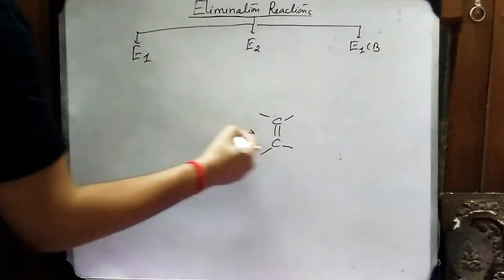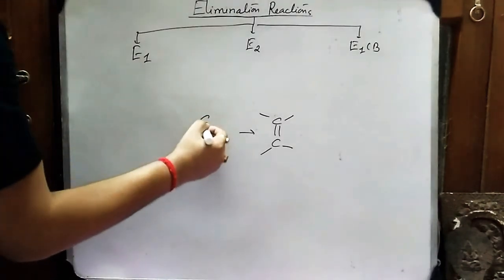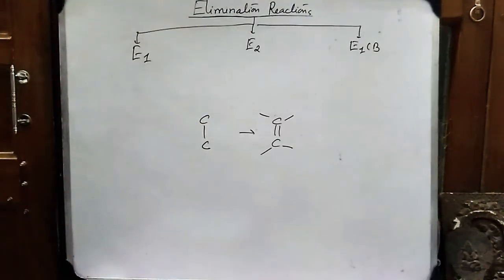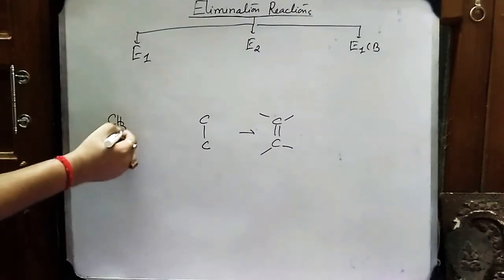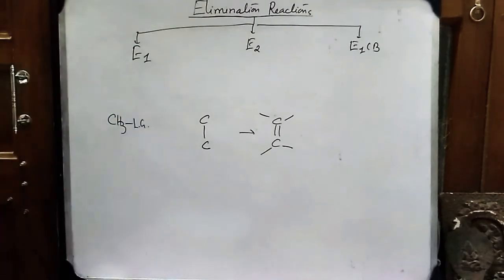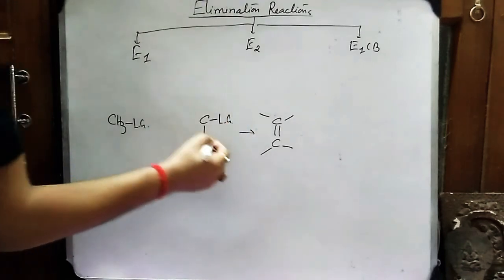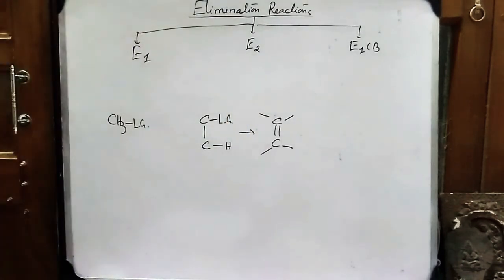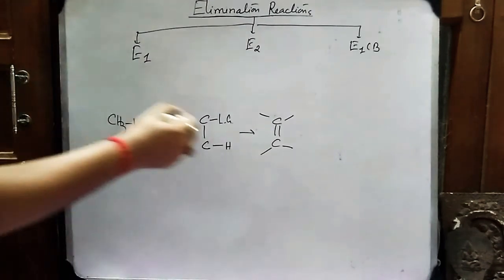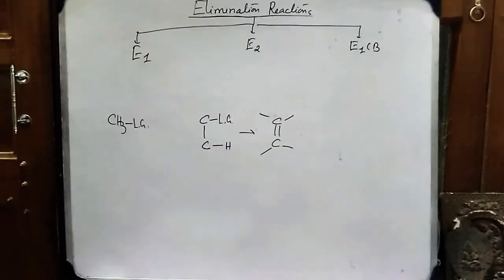That is, the starting material should have a C-C bonded skeleton. With this said, it is clear that a methyl-containing leaving group, this one, will never undergo an elimination reaction. For an elimination reaction to occur, the carbon should have a leaving group and the adjacent carbon should have a hydrogen. This is the basic structural feature or skeletal nature of an elimination reaction reactant.